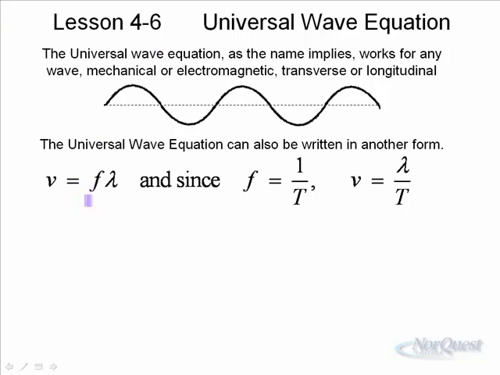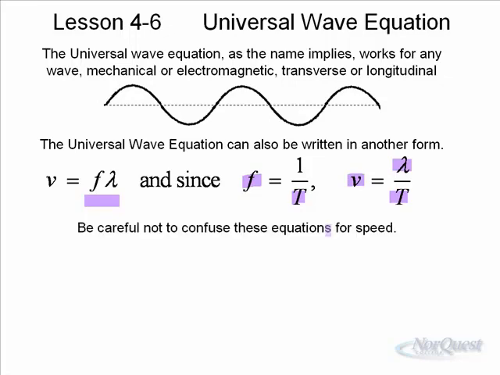Frequency times the wavelength. But we can also say, since the frequency is equal to 1 over T, all right, we discussed this earlier, we could also say that the speed of a wave is equal to the wavelength divided by the period. And now we cannot confuse these equations, the universal wave equation, for our equation v equals d over t. All right, so we have, of course, v is equal to d over t. That works for any object, the speed equation using distance and time.